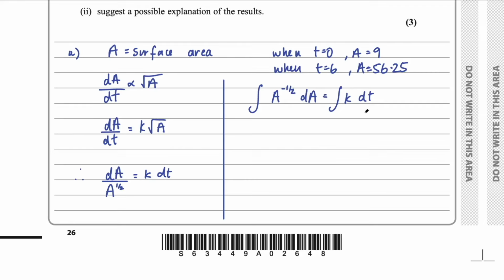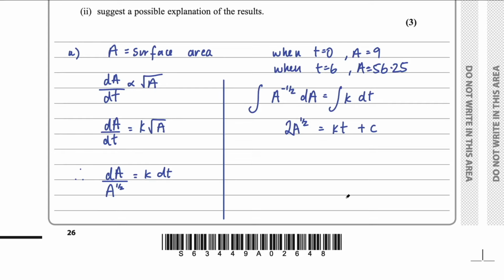Hopefully you can see that. Next, let's evaluate these integrals. The integral of A to the power of negative a half, we can use the power rule. Remember, we add 1 to the power and then divide by that power. So if you divide something by a half, it's the same as multiplying by 2. So this is going to be 2A to the power of a half. And on the right hand side, we'll have kt, right? We need to introduce that variable, and then we'll have some constant on the end. Now, you don't have to really write that on both sides.